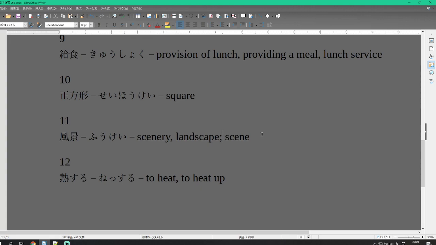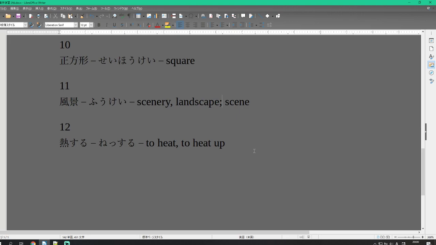Windswept scenery. Number 12 is Nessuru. To heat or to heat up. Netsu on the left side is a fever or heat. Nessuru is to heat something up. It's literally just suru, to do, on the end of heat. Nessuru is to heat up.